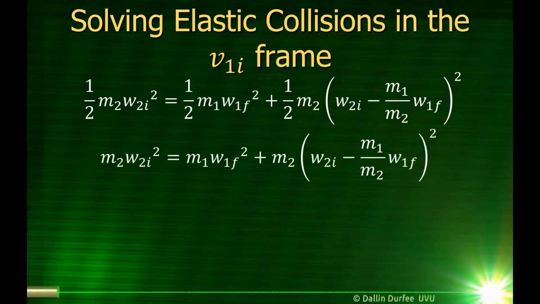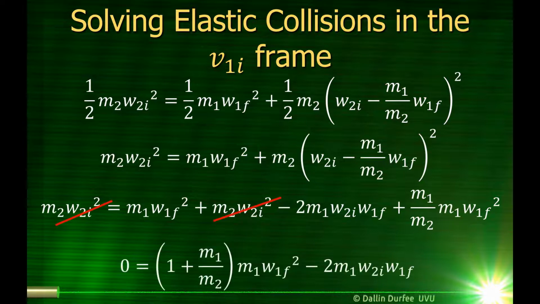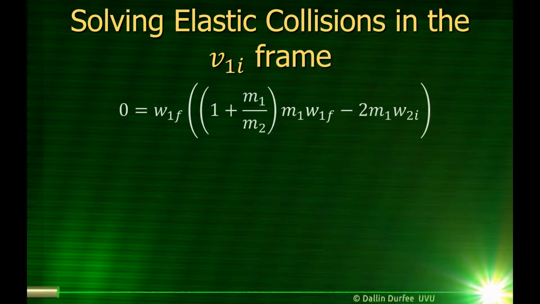I multiply everything by 2. I'm going to expand this squared here. When I do this, I find that there are two terms that are the same on either side of the equation. I can cancel those out. And then I'm left with 0 equals a bunch of stuff times the final velocity of particle 1 squared minus some stuff times the final velocity of particle 1. And so once again, I can factor out a factor of the final velocity of particle 1. And then, in order for this to be equal to 0, either the final velocity of particle 1 has to be 0, or this has to be 0.